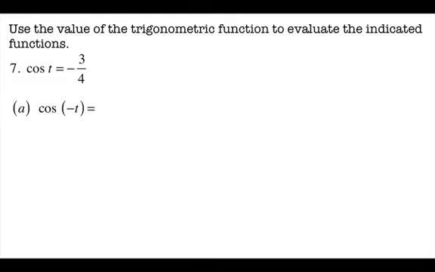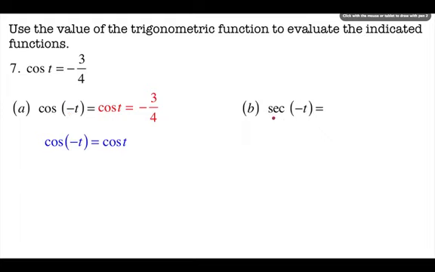From what you saw in the previous slides, cosine of -t is equal to cosine of t. They want you to compute this right here. So it's just equal to, according to the formula, cosine of t. What is cosine of t? -3/4. That's the answer.